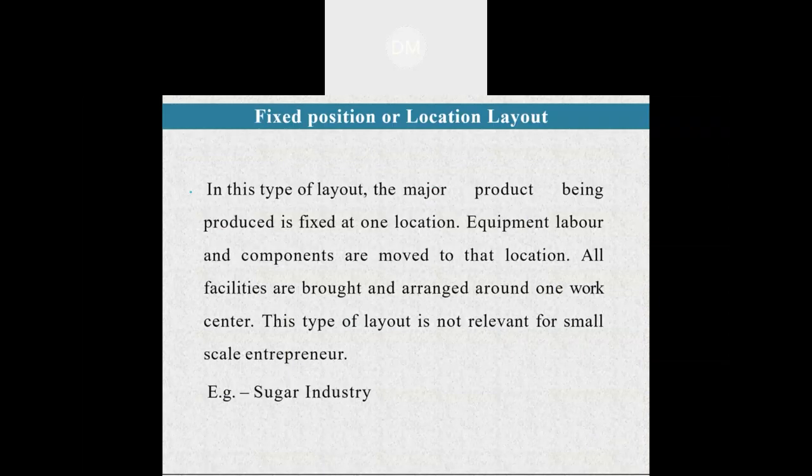So then again, fixed layout. In a fixed layout, this is suitable for producing a single large, high cost component of product. So the product is static, and labor, tools and equipment come to the work site. In this layout, there is a fixed position of the equipment, fixed position of the machineries, or any other areas. Just an example is the sugar industry. Once installed, it is not easy to change the position of such equipment.